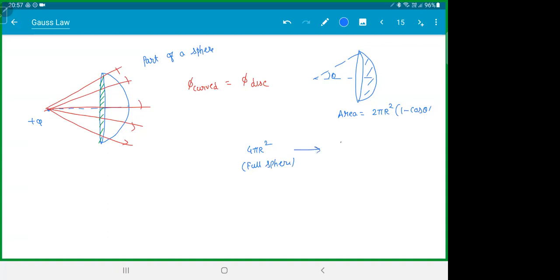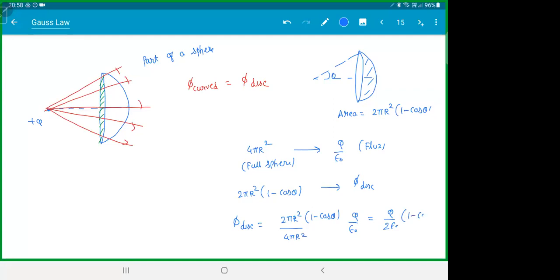For the full sphere, the flux is q by epsilon. For this much area, what is the flux? Unitary method. So the flux passing through the disk will be the ratio of 2 pi r square 1 minus cos theta by 4 pi r square, times q by epsilon. That is q by 2 epsilon, 1 minus cos theta.